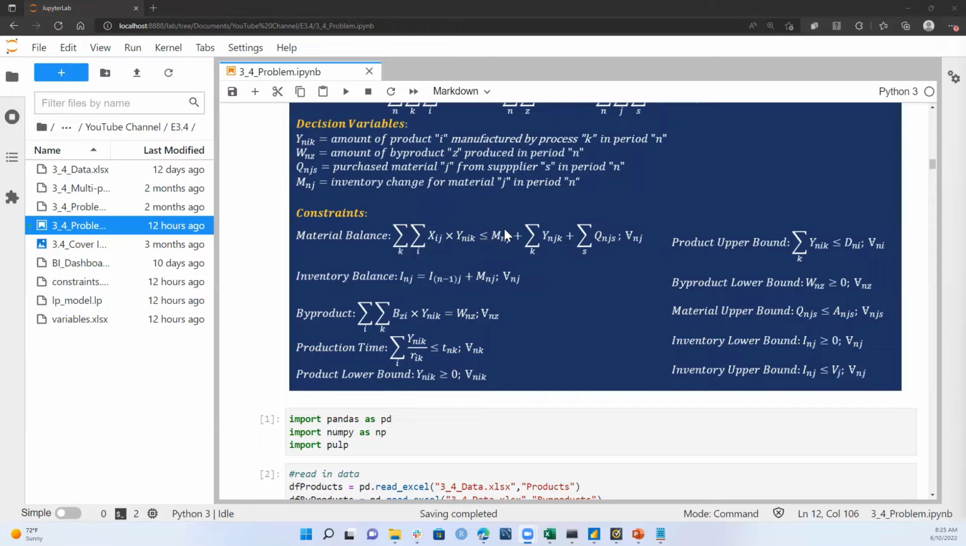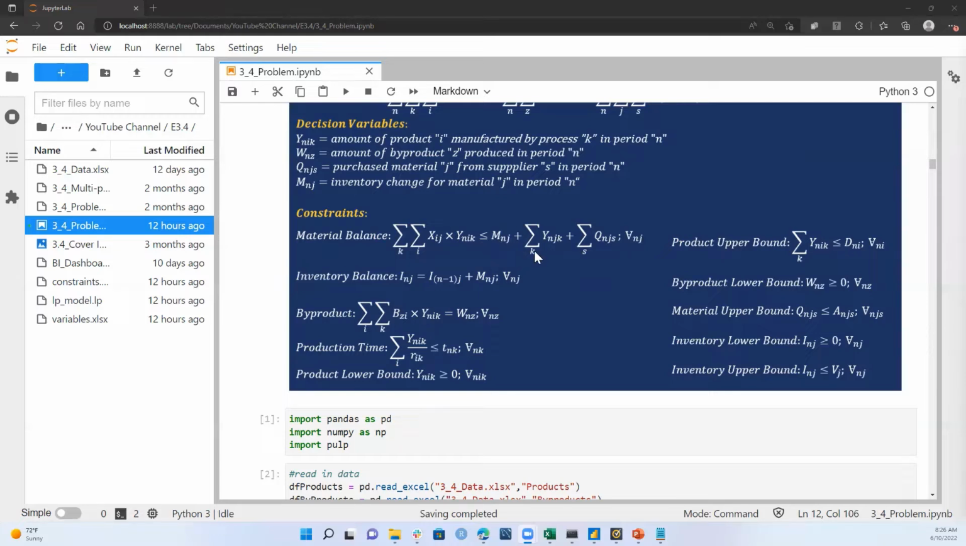And that has to be less than or equal to the amount of inventory change of material J in period N. So if we're going to draw material from the tank, this makes our availability go up. But if we decide to make this negative, then the right-hand side is going to reduce the amount of material available.